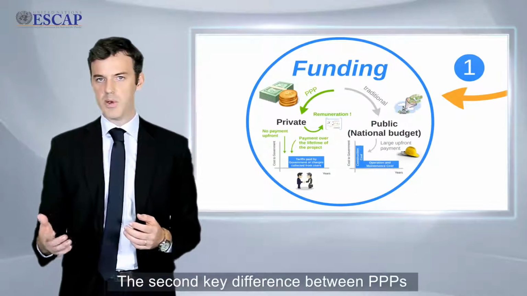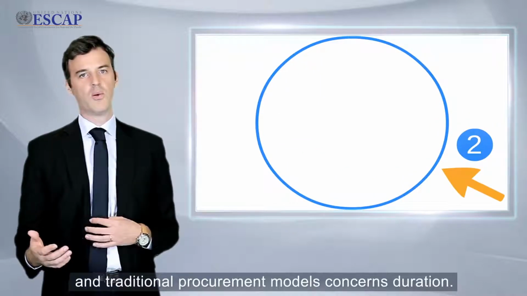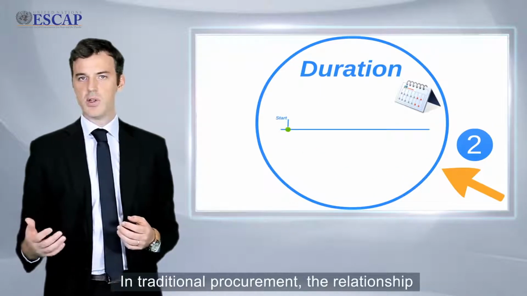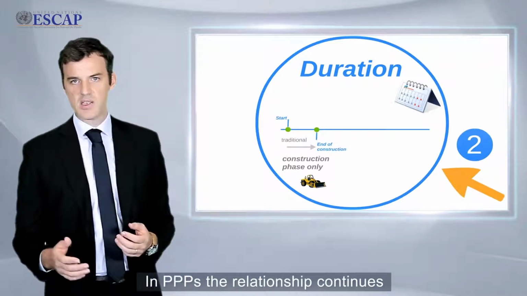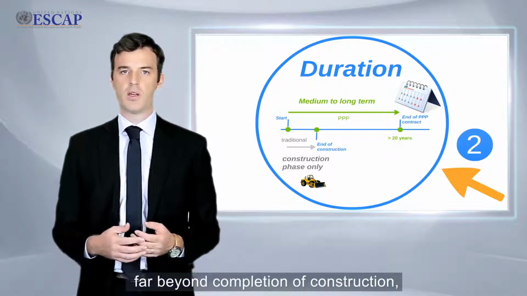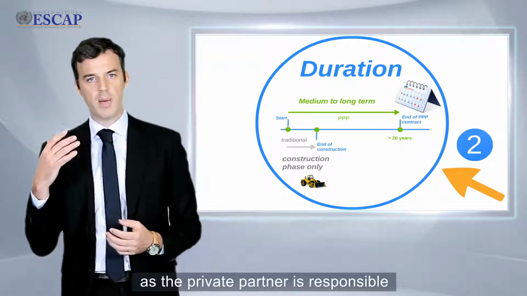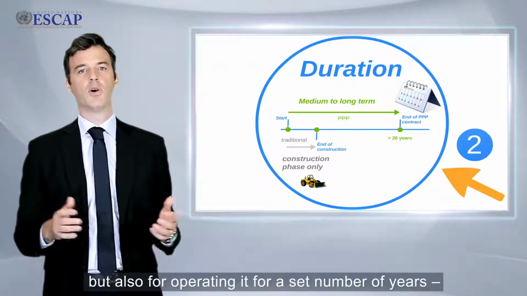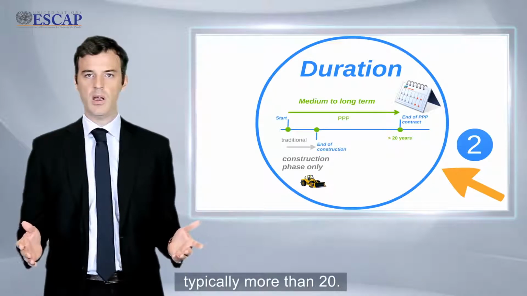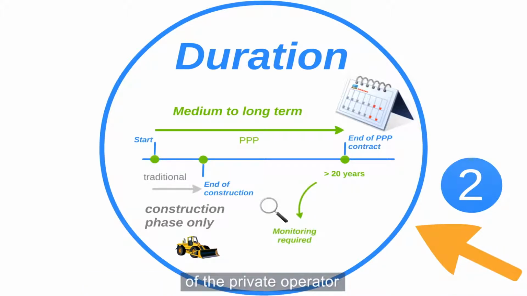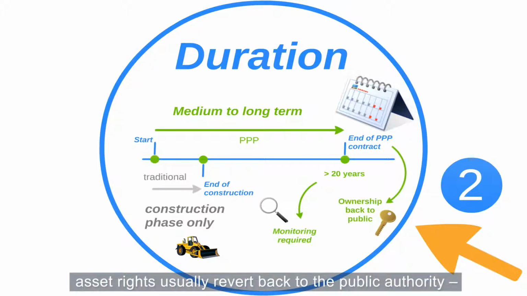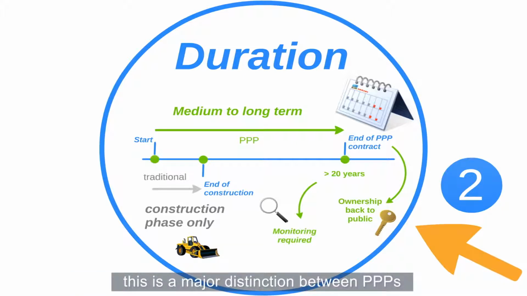The second key difference between PPPs and traditional procurement models concerns duration. In traditional procurement, the relationship between the government agency and the private contractor ends once the construction phase is over. In PPPs, the relationship continues far beyond the completion of construction, as the private partner is responsible for not only building the infrastructure, but also operating it for a set number of years, typically more than 20. Correspondingly, the public authority must monitor the performance of the private operator through the length of the contract. At the end of a PPP contract, asset rights usually revert back to the public authority, and this is a major distinction between PPPs and outright privatization of public assets.